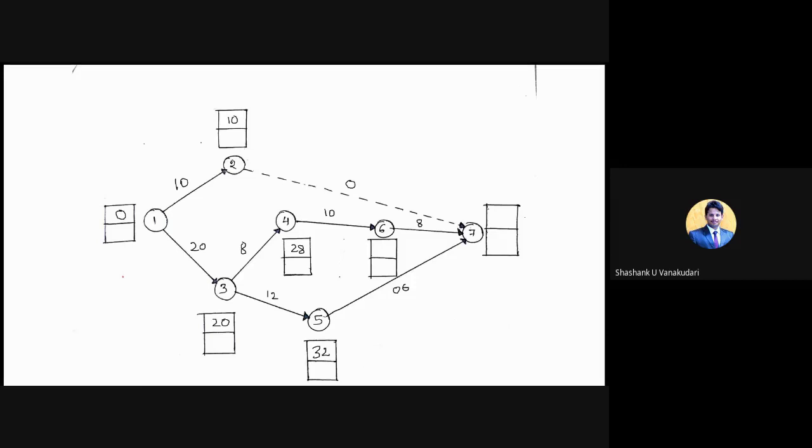I can write it as 10 separately because here you can see 1, 2, 3 different activities are joining at the end. So 3 different ESTs will come. Okay, so now 28 plus 10 is 38. Okay, and 38 plus 8 is 46. And the last one, 32 plus 6, is 38.